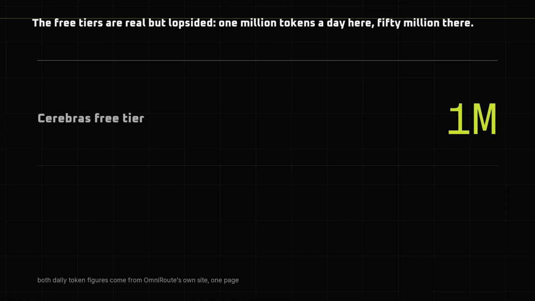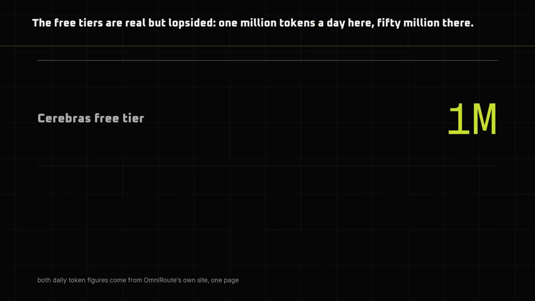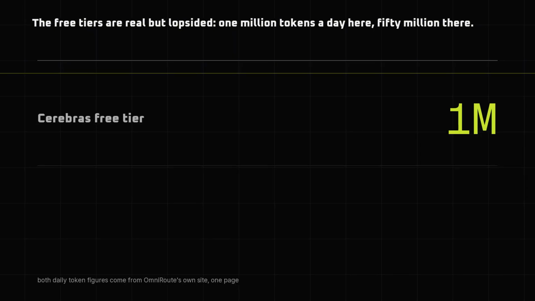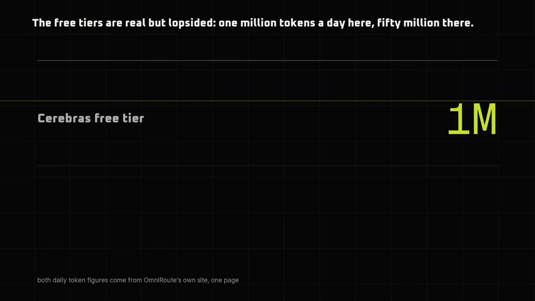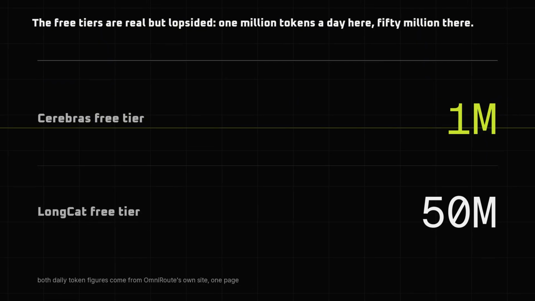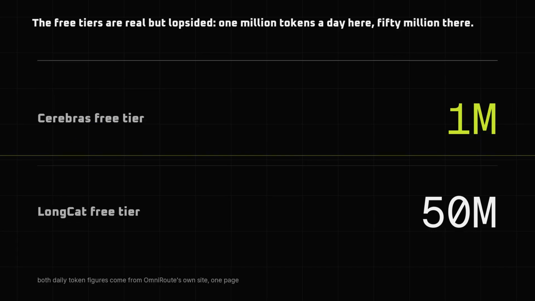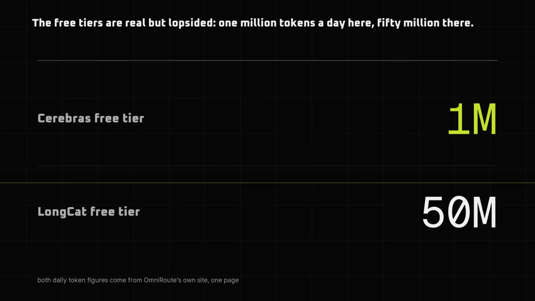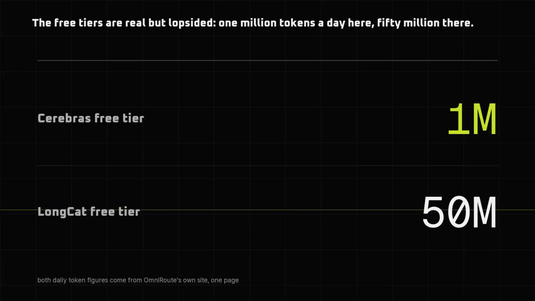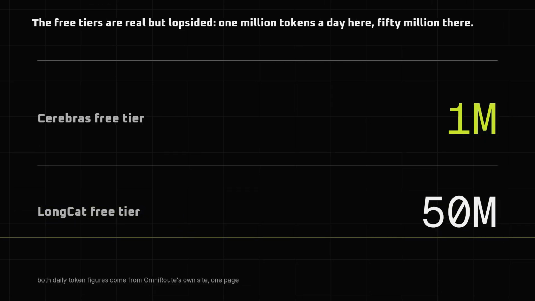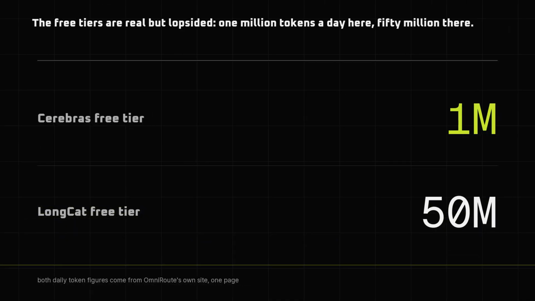The free pools are real, but they are nothing like the same size. Cerebrus is listed at 1 million tokens a day. Longcat, on the same table, is listed at 50 million a day, from a provider most people have never configured. And NVIDIA does not count tokens at all. 40 requests a minute, whatever those requests contain.